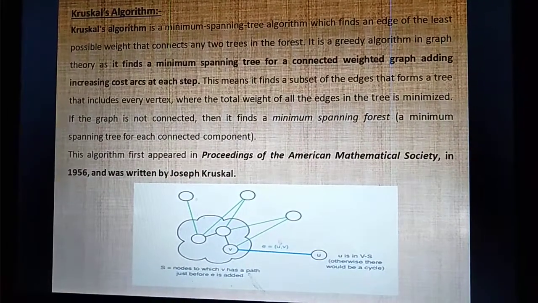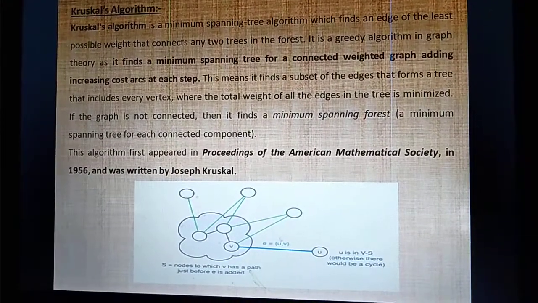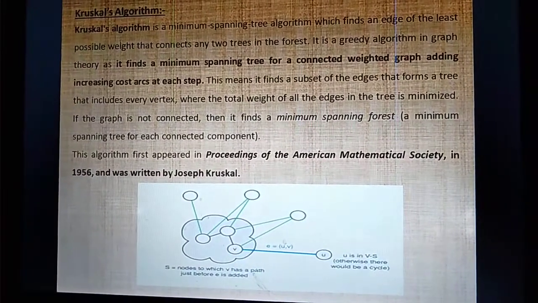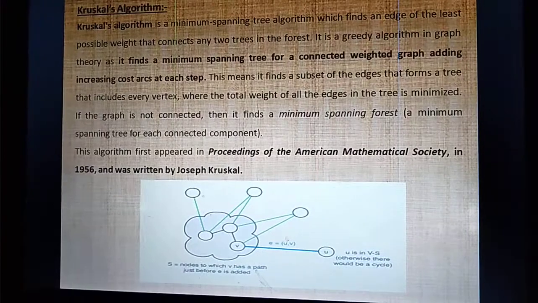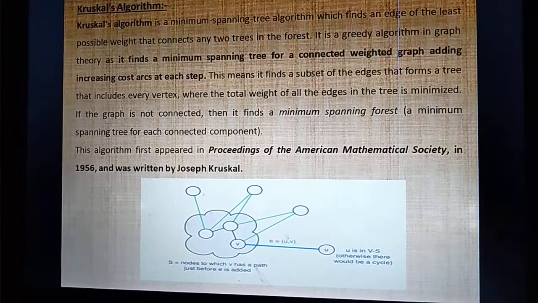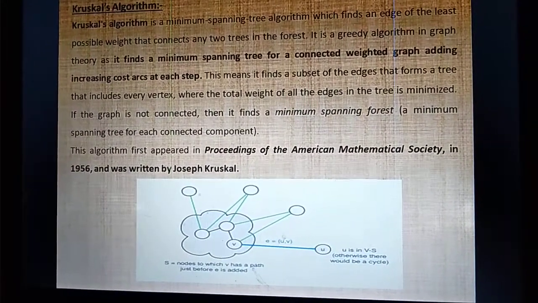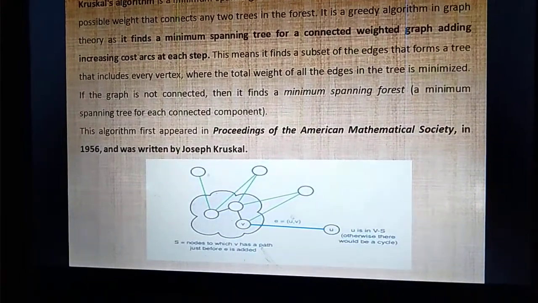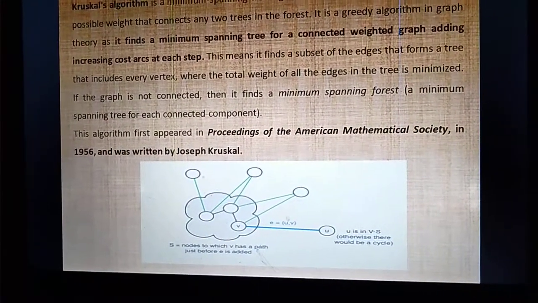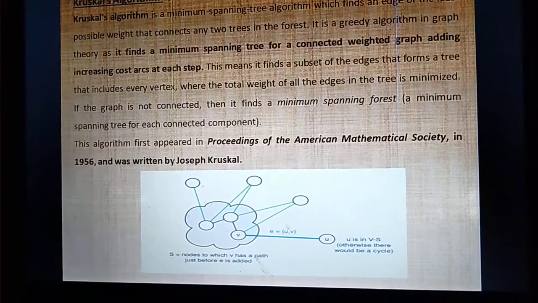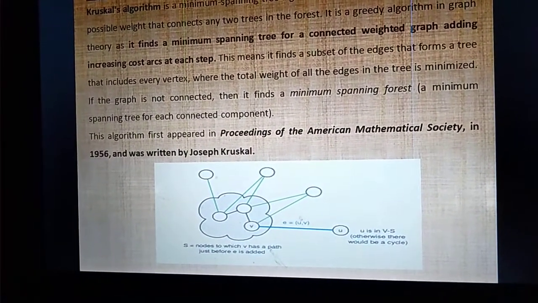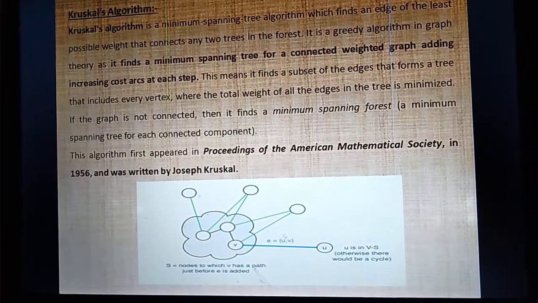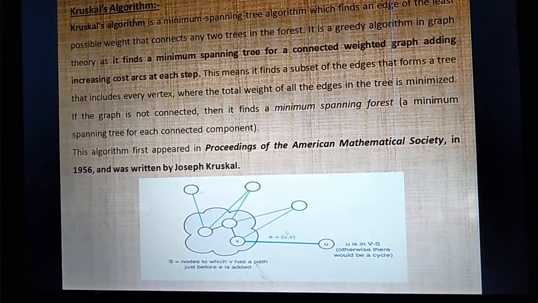Secondly, if the graph is not connected, then it finds a minimum spanning forest. Minimum spanning forest means a minimum spanning tree for each connected component. And this algorithm first appeared in the Proceedings of the American Mathematical Society in 1956, and it was written by Joseph Kruskal.